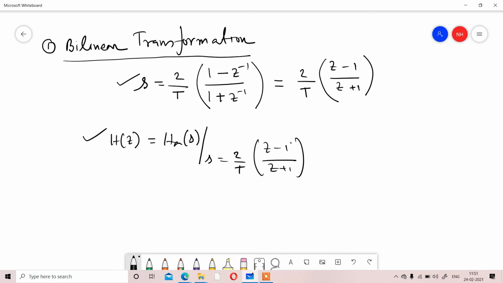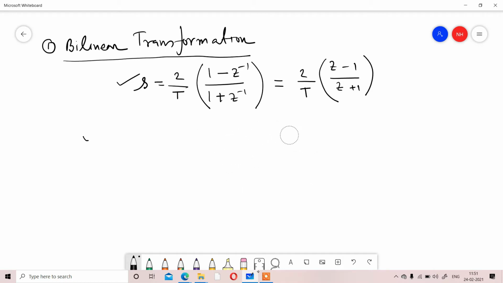Now, if we do that process, there are several criteria that you have to keep in mind. What are the criteria? Just check it. We are representing s by 2/T (z-1)/(z+1) in the place of s. As a result, we are getting H(z).